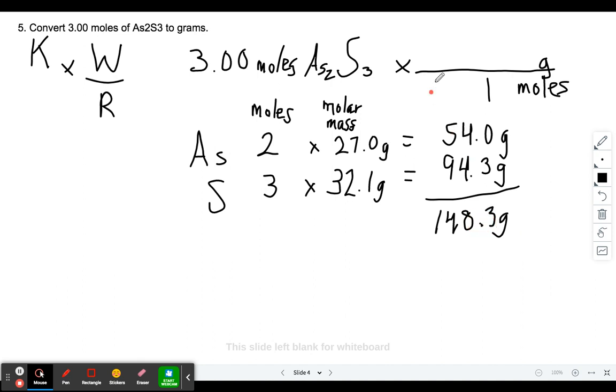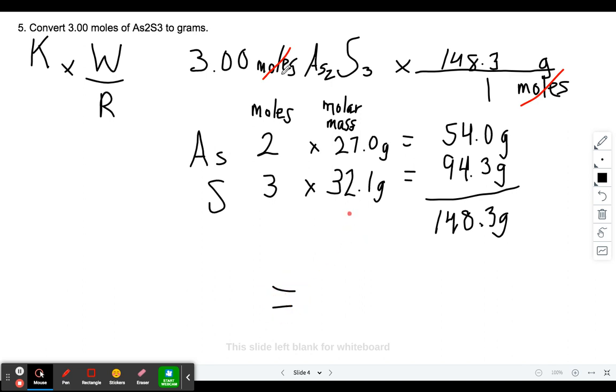Okay, so I want to drop this back into my formula. So this is the amount of 1 mole of arsenic sulfide. So I put this number in, 148.3 grams. Okay, so now I have my grams in there. And now I want to cancel out the moles, because that's what I'm getting rid of. And I need to multiply the 3 times the 148.3, and then I got 1 on the bottom. I'm not going to worry about the 1 on the bottom because anything I divide by 1 stays the same.